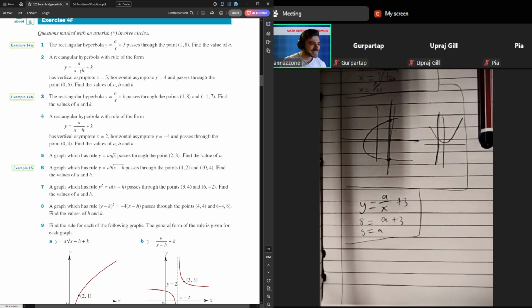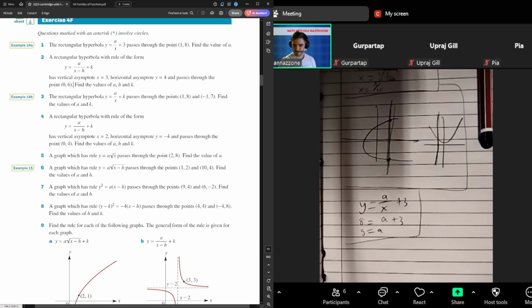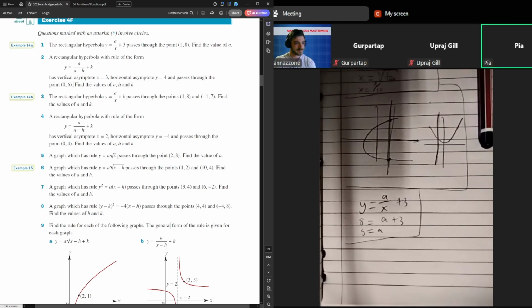Okay, so h should be 3 in that case, k should be 4 in this case, and this final point, what are we doing there? Subbing it in. Yeah, sub it in. Only thing left to solve for is a, which I've shown you how to do at the beginning.